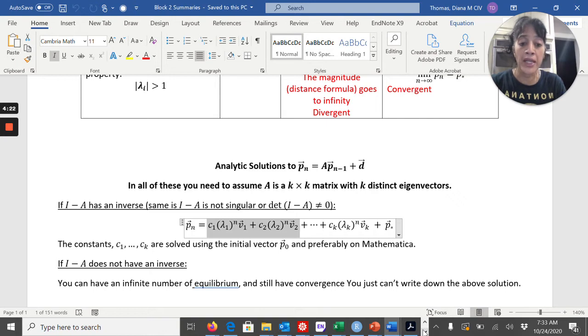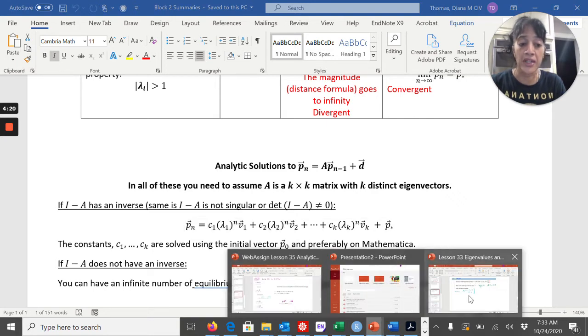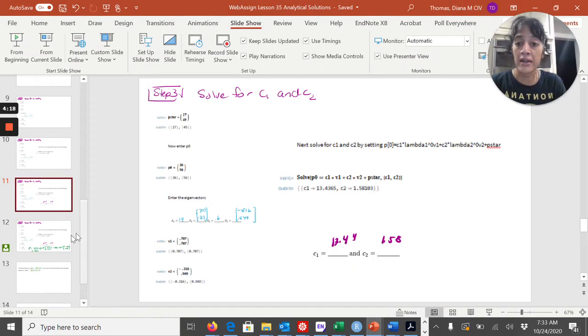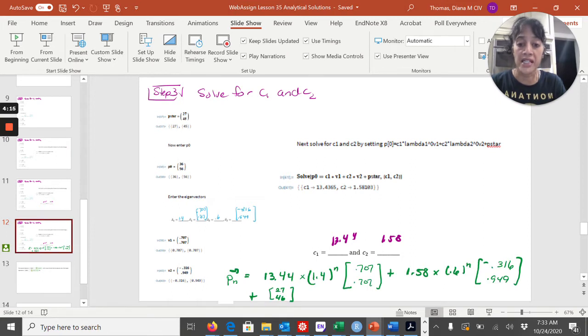You're supposed to input each piece separately on WebAssign, but the whole point of this is that you're eventually going to write down a solution like this. We actually played with it in class. We'll do it a couple more times. But you can plug in any value of n, let's say n equals 50. You can plug it in here and write down what p sub n at 50 is, just like you did in block 1. It's just a little bit more complicated and messy.